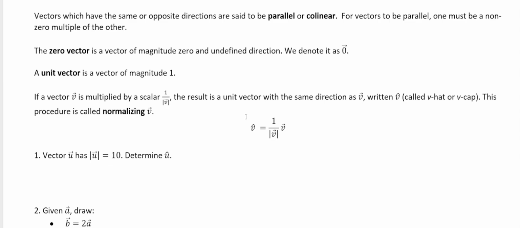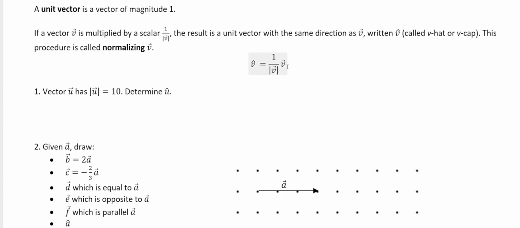The zero vector is a vector of magnitude 0 and undefined direction, and we note it as 0 with the arrow on top of it. A unit vector is a vector of magnitude 1. If a vector is multiplied by a scalar 1 over the absolute value of that vector, then the result is a unit vector with the same direction as v, and it's written v with a little hat on it, or v hat or v cap. This procedure is called normalizing v. All right, so this is our equation for normalizing v.